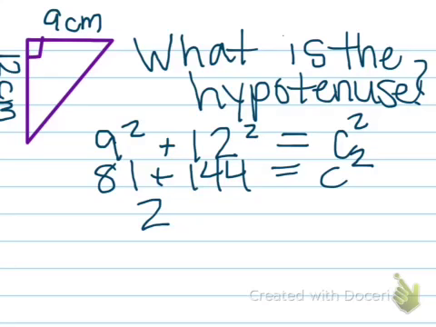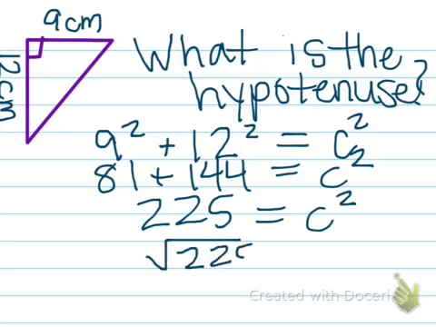When we add those together, we will get 225 equals c squared, and then we'll take the square root to get c, and c will equal 15 because the square root of 225 comes out to be 15. So our missing hypotenuse will be 15 centimeters long.